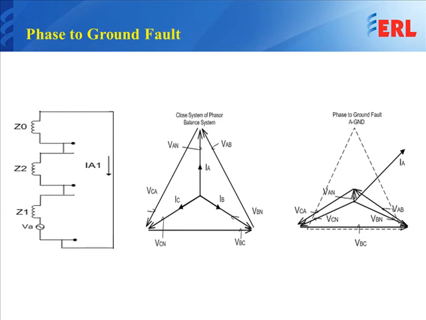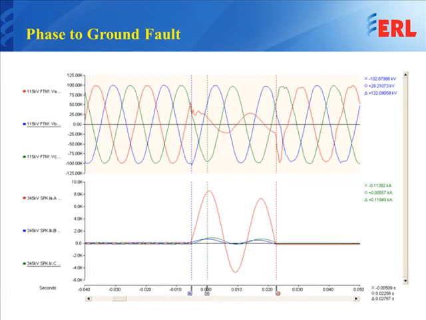Now, if we look at the real waveforms, this is an A to ground fault. My voltage A has collapsed, and my current A phase has increased significantly. So, without the relay telling me in a text-based form, I am looking at the waveform, and I know immediately what kind of fault this is.